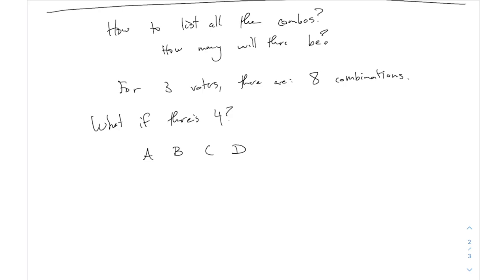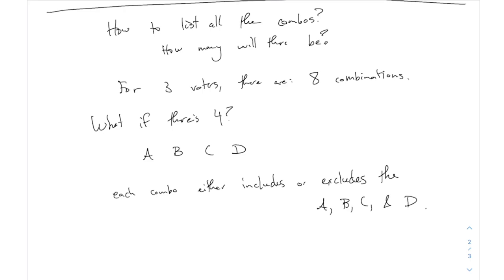All right. And there's always, the first combination is just you take all of them. But then you have to think about each combination. Here's how I would like to think about this. Each combo either includes or excludes the A, the B, the C, and the D, right? This is how you make a combination.